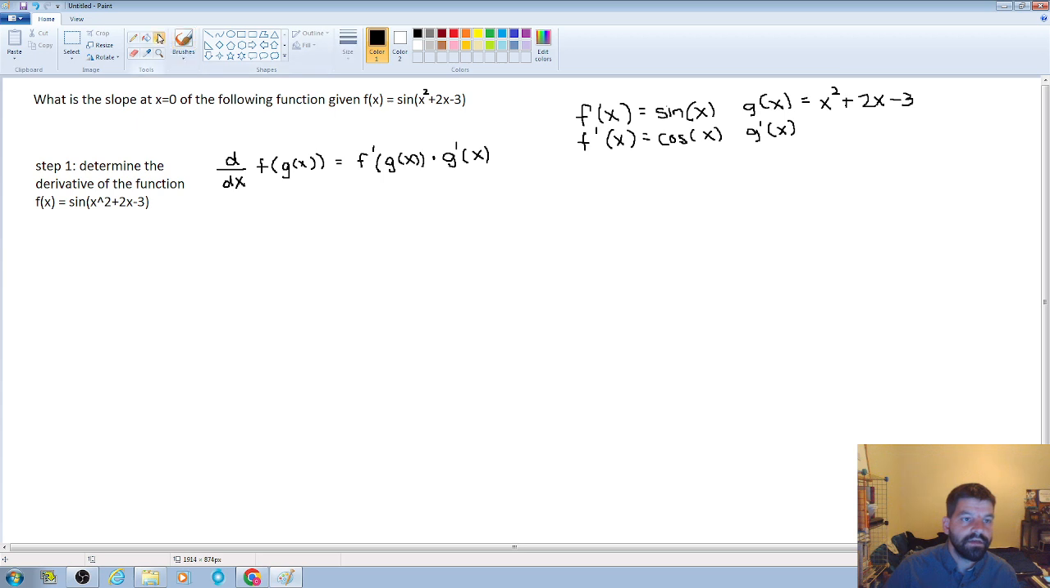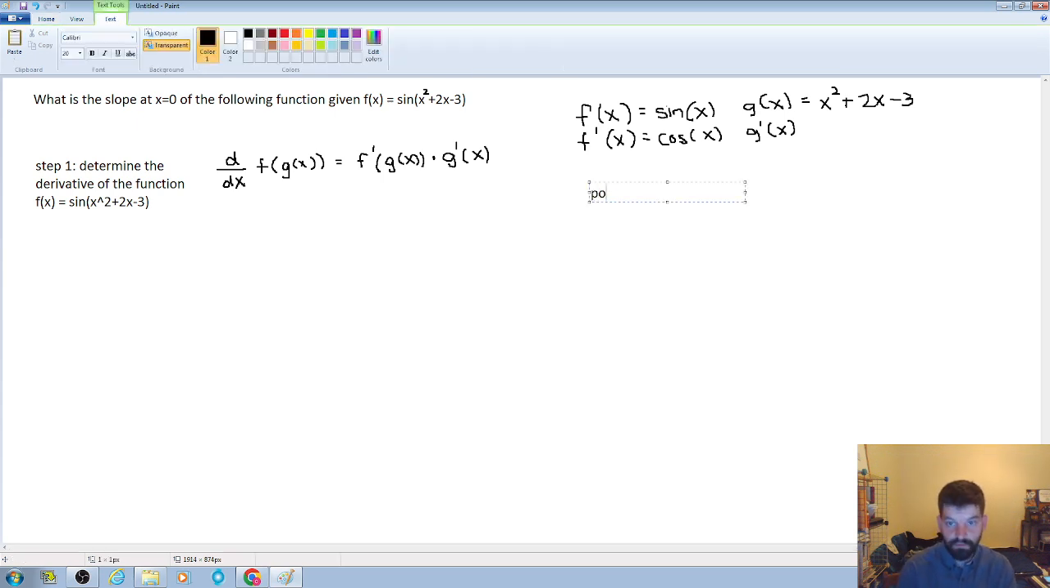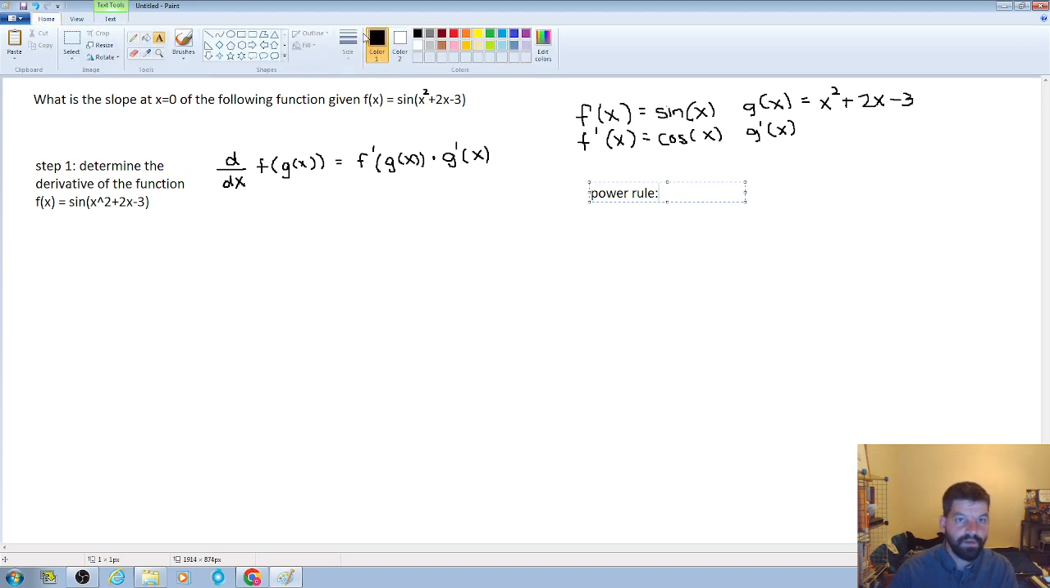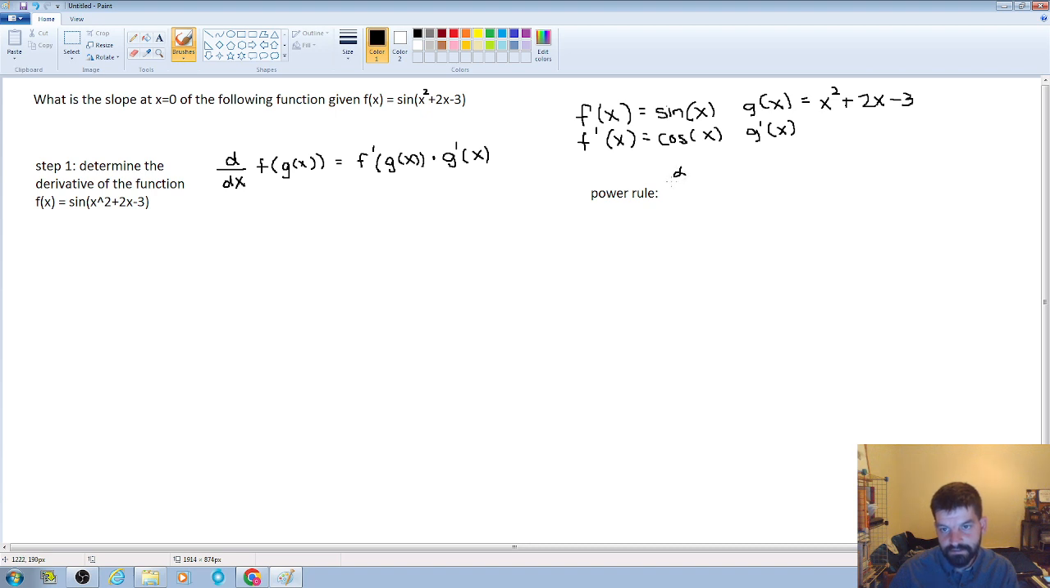So the power rule states that d dx, always remember your differentials, guys. They're very important, especially for keeping things organized, of x to the n is going to be equal to taking the original exponent as its new coefficient. So we have n times x to the n minus 1.